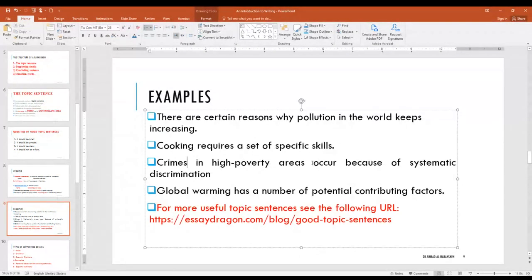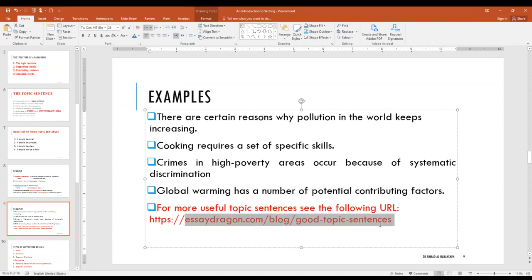Crimes in high poverty areas, topic, occur because of systematic discrimination. This is the controlling idea. Global warming, this is the topic, has a number of potential contributing factors. This is the controlling idea.